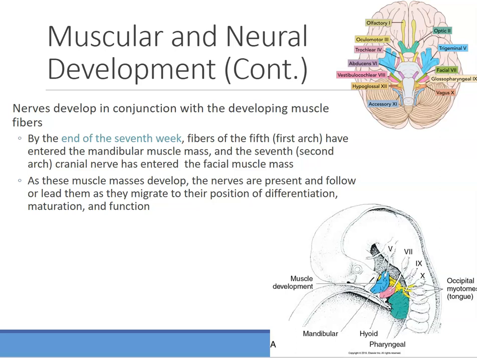At the end of the 7th week, let's say a woman's 7 weeks pregnant, so the baby or the embryo is 7 weeks. By the end of the 7th week, the nerves have developed. So this is the brain. If you pick the brain up and turn it upside down, you're looking at this brain from the back or from the inside view.